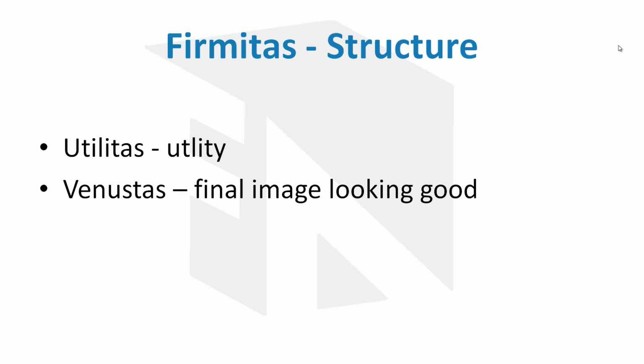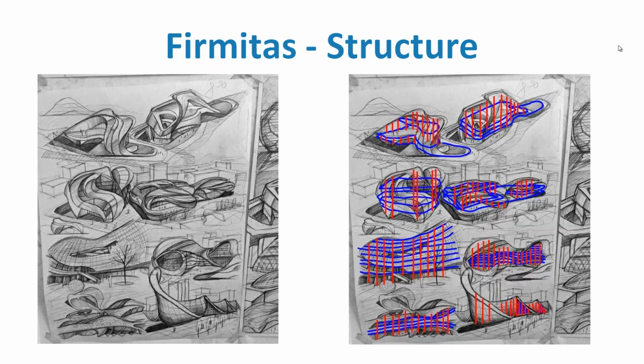Firmitas, this is the structure. Utilitas, this is the utility. Venustas, the final image looking good. So let's have a look. On the left hand side, we've got weird organic architecture. Right hand side, ignore that this looks kind of like a prison with bars.